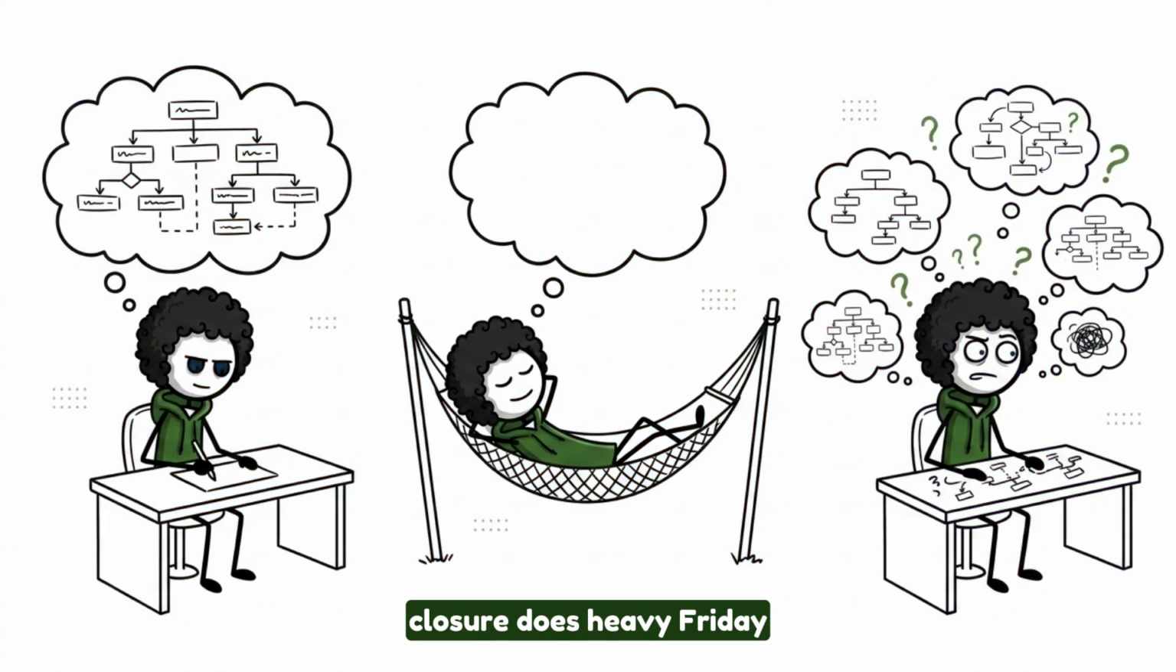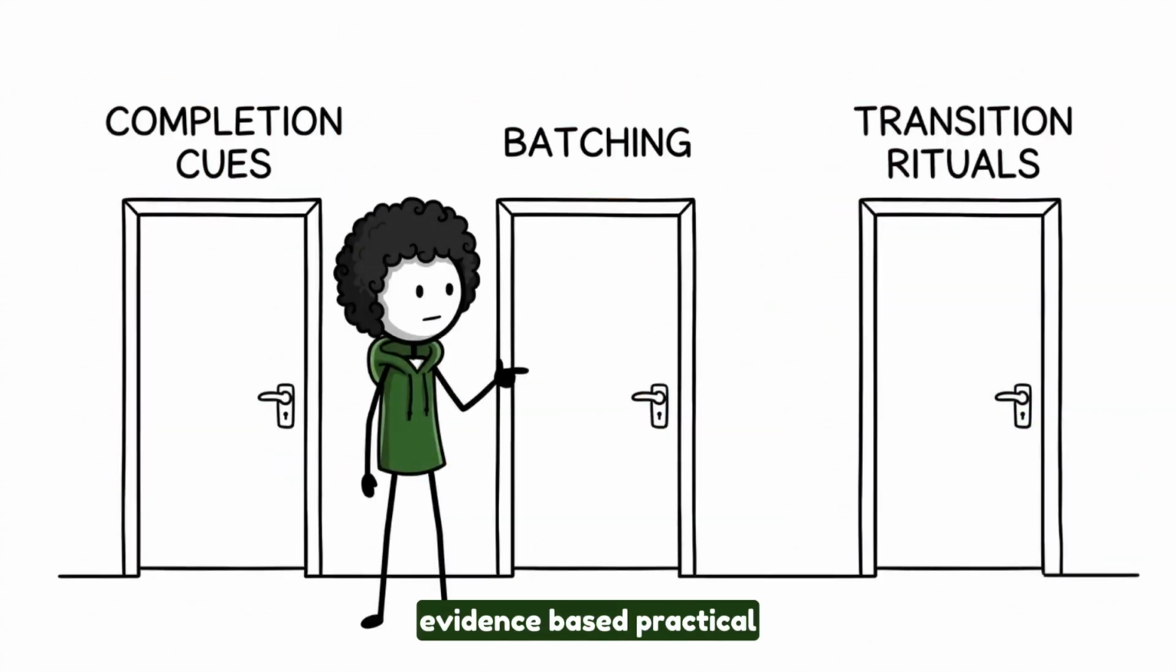Closure does. Heavy Friday, restful Saturday, foggy Monday. The Friday loops weren't closed. Still running. 3 strategies that work. Evidence-based, practical, starting tonight. Let's build them.